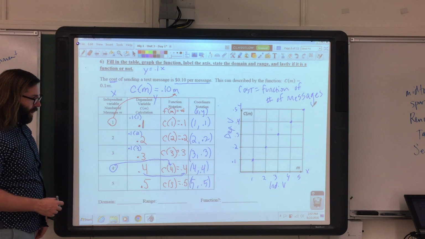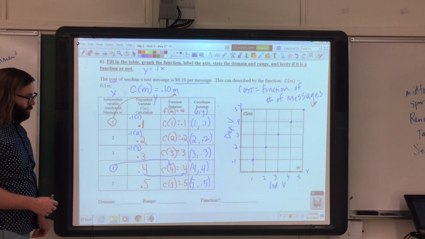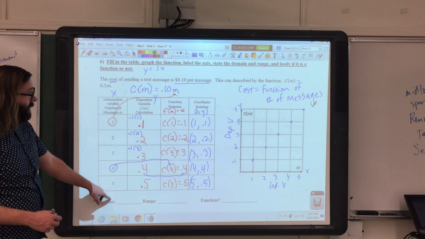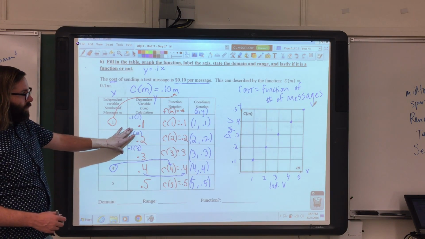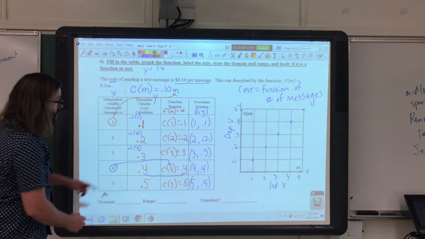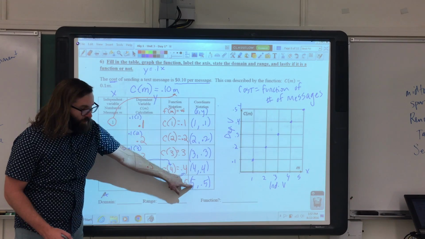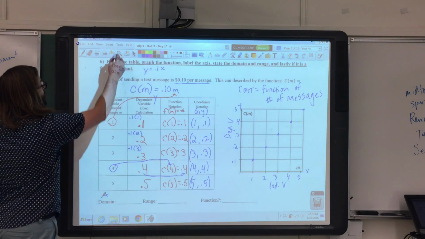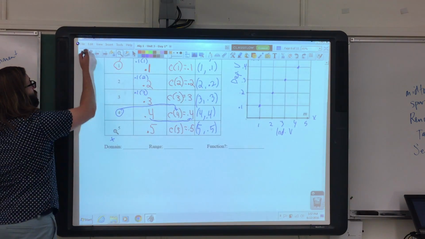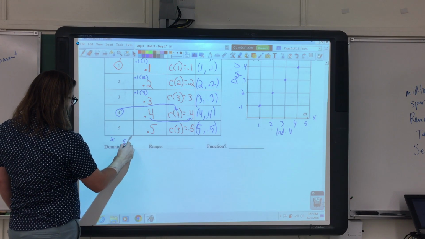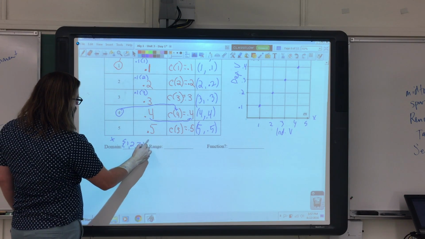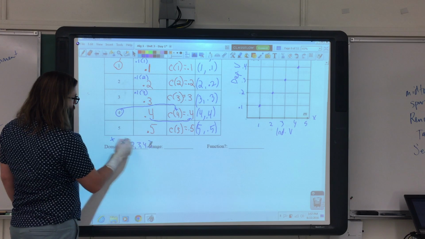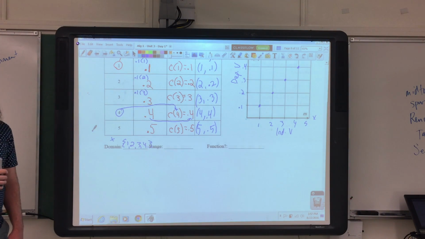So let's check out the domain. Okay, our domain for this, that's our x's. We're going from 1, 2, 3, 4, 5. So our domain should look like 1, 2, 3, 4, dot, dot, dot. It goes on forever.